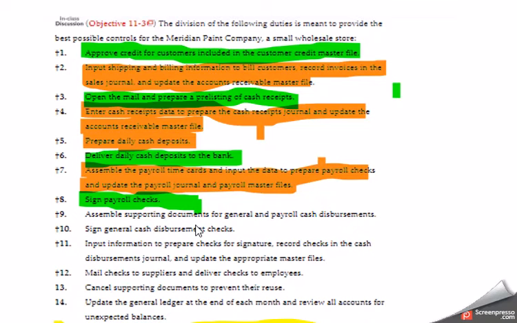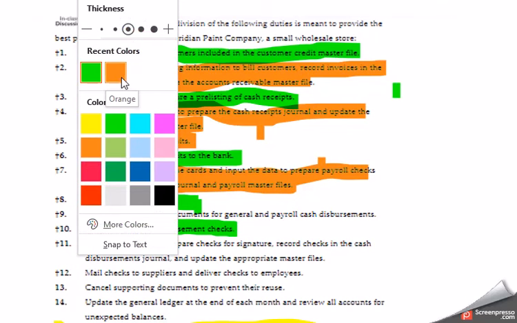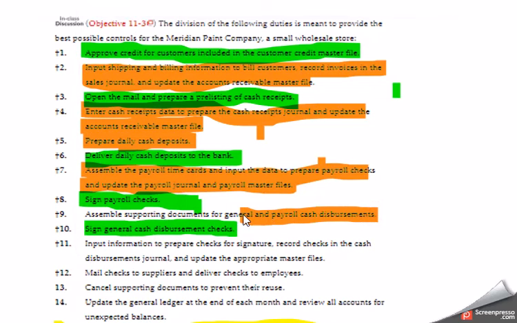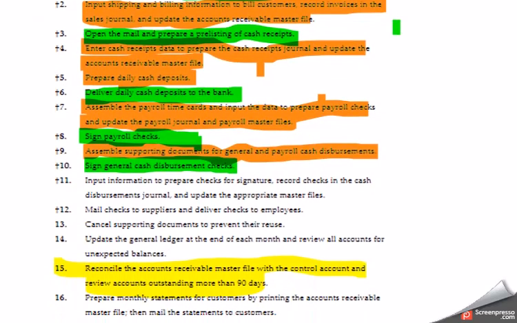Okay, then assemble supporting documents for the general ledger and the payroll cash disbursements, and then signing again. So those should be different. We're going to have the same green person. The green person is going to sign them, and then my orange person is going to be the one who prepares them. So again, we've got segregation of duties. The person who's doing the documentation is not the person who's actually touching the checks or the cash.